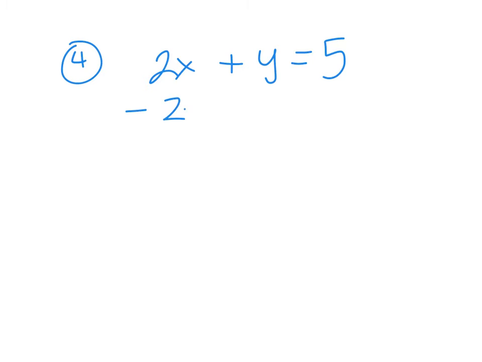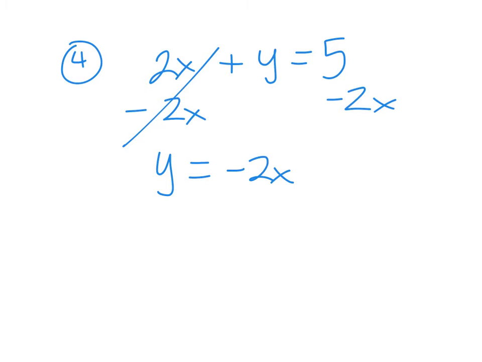All right, number 4. 2x plus y equals 5. What form are we in? Standard form. What do I need it in? So I need to do what? Solve for y. What's my first step? So you minus. Very good. Minus the 2x. So I'm left with y equals minus 2x plus 5.